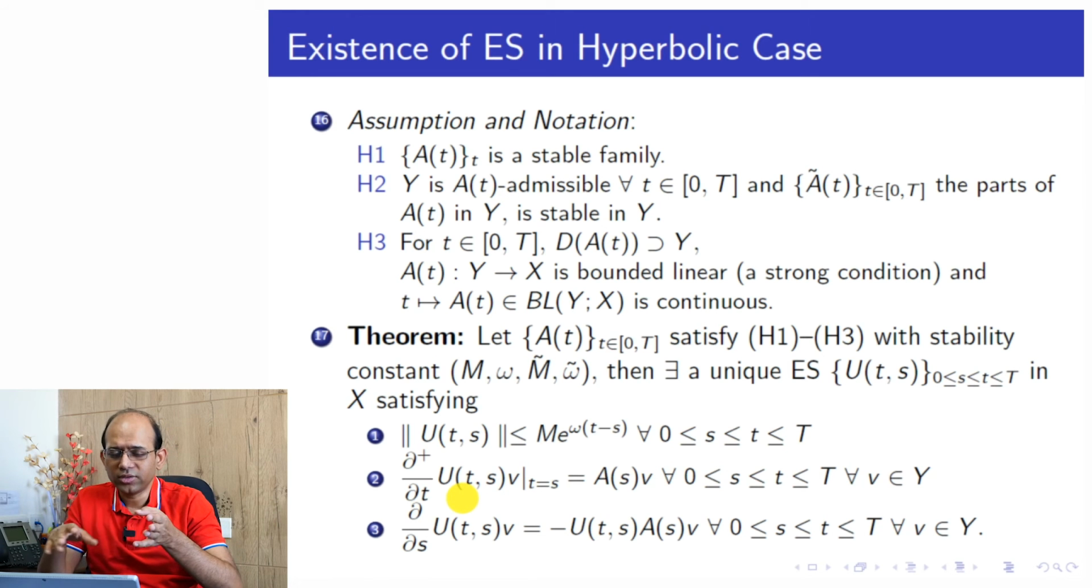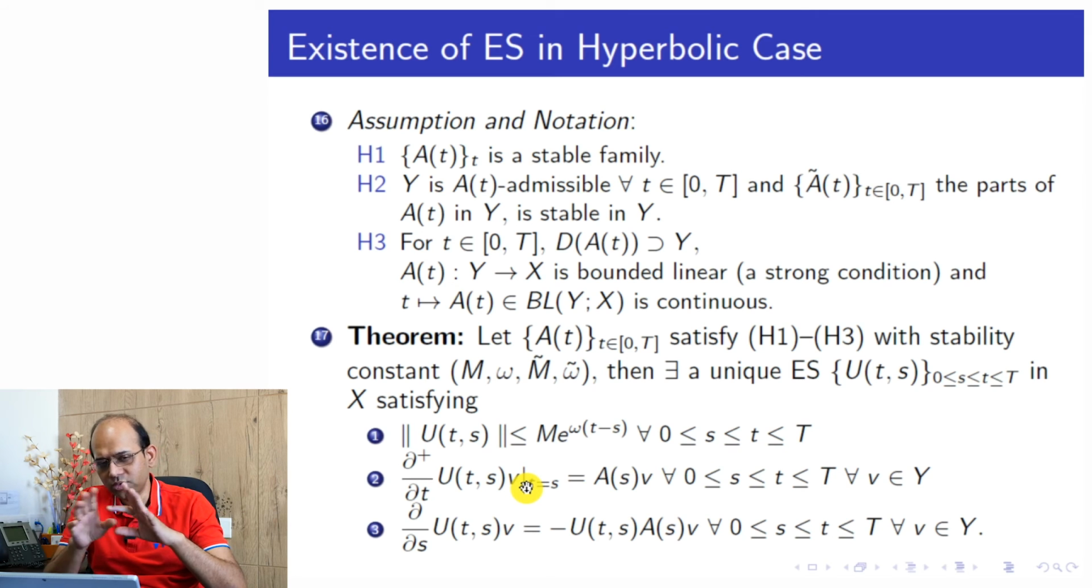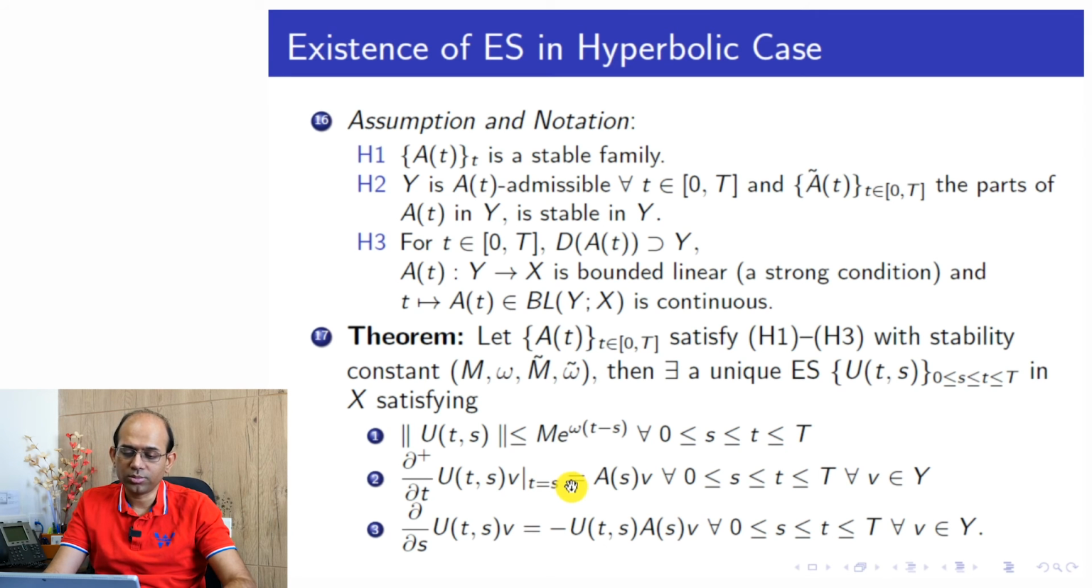And another thing is the derivative here. Since there are two variables, one should be very careful about which variable one is differentiating. So d plus dt, the derivative with respect to time t, the positive derivative, and then put t equal to s, so the positive slope, is equal to A(s)v. Why should it not depend on time t? Because here t equal to s has been substituted, so this is A(s)v.